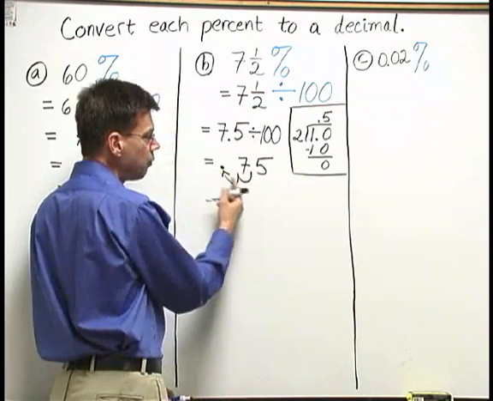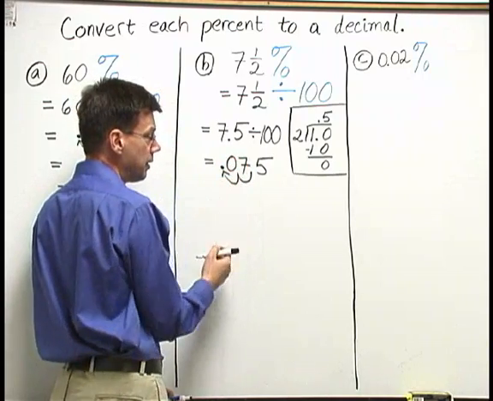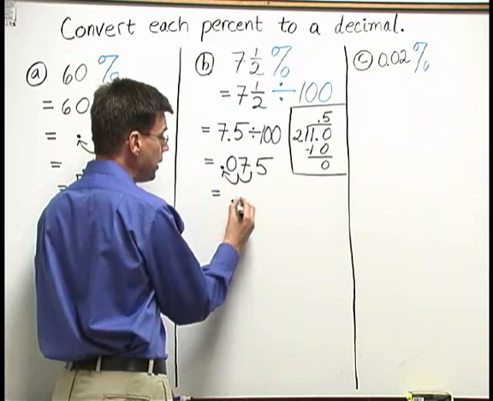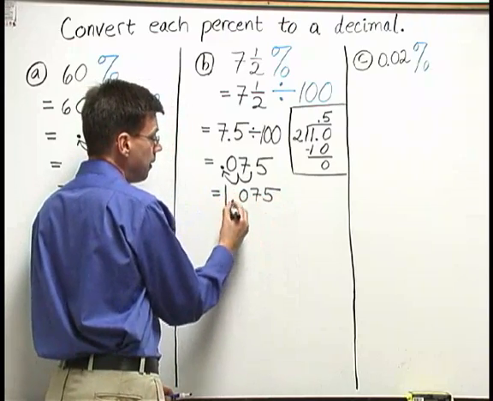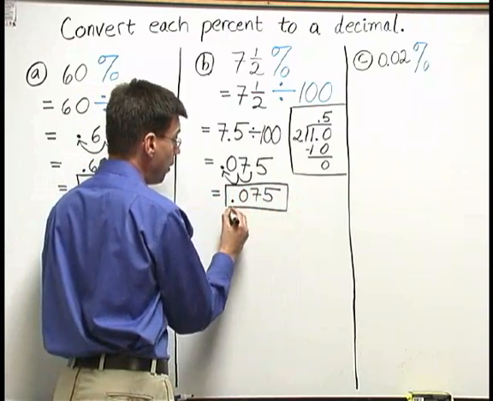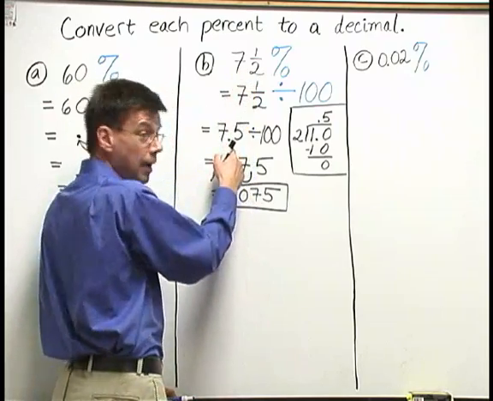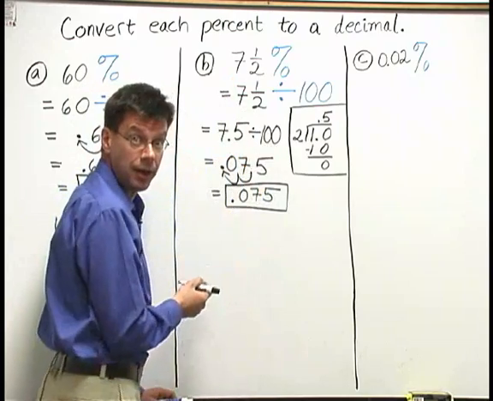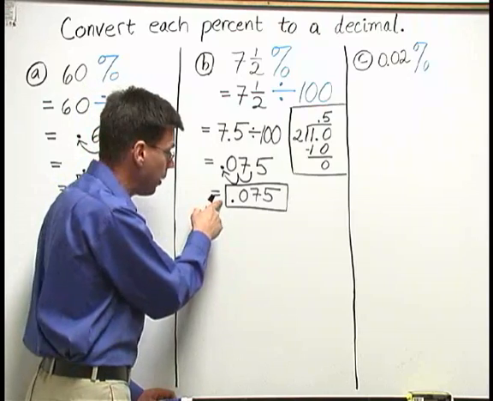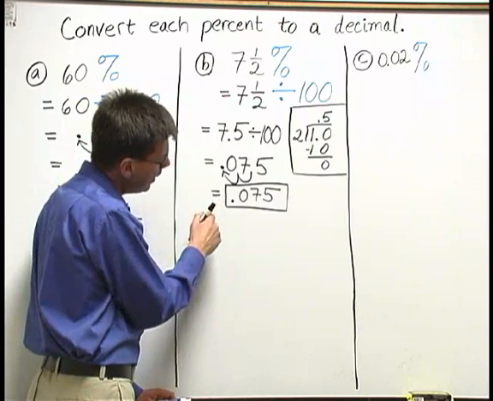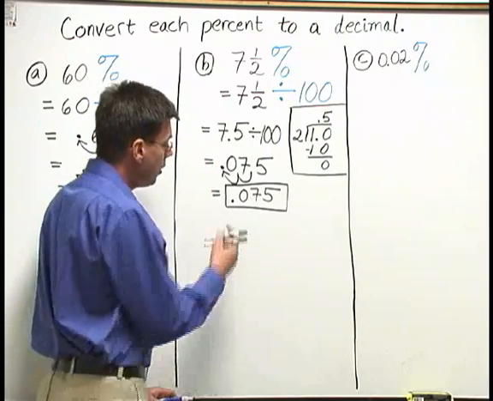In order to move it 2 places to the left, I need to write a 0 between the decimal point and the 7, and I end up with 0.075. That's my decimal form for 7.5%. Not only did I convert 7 and 1/2 to a decimal, but I also divided by 100. If you like, you can write a 0 in front of the decimal point. That's optional.